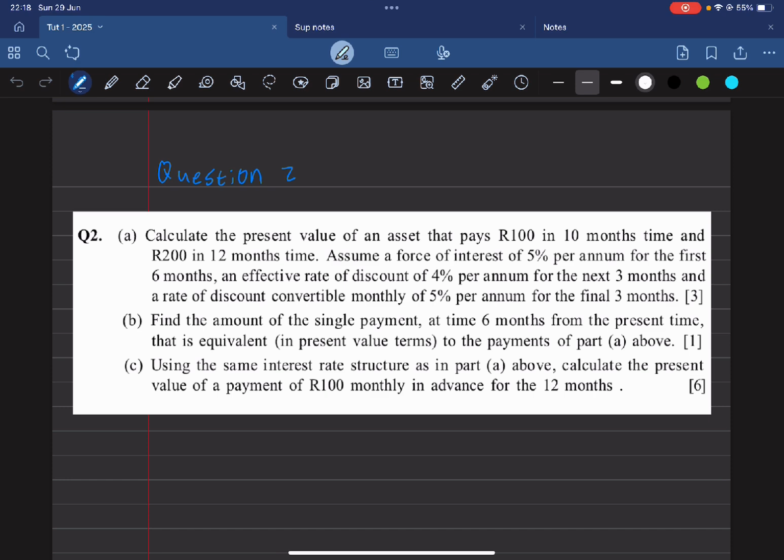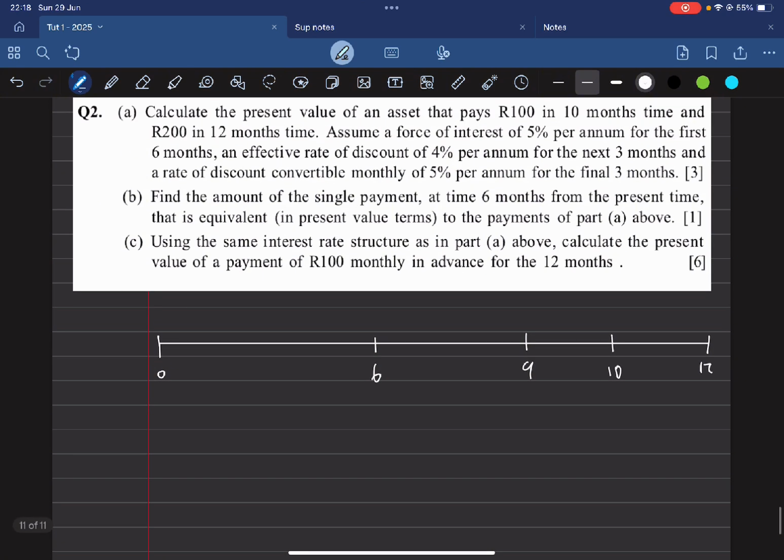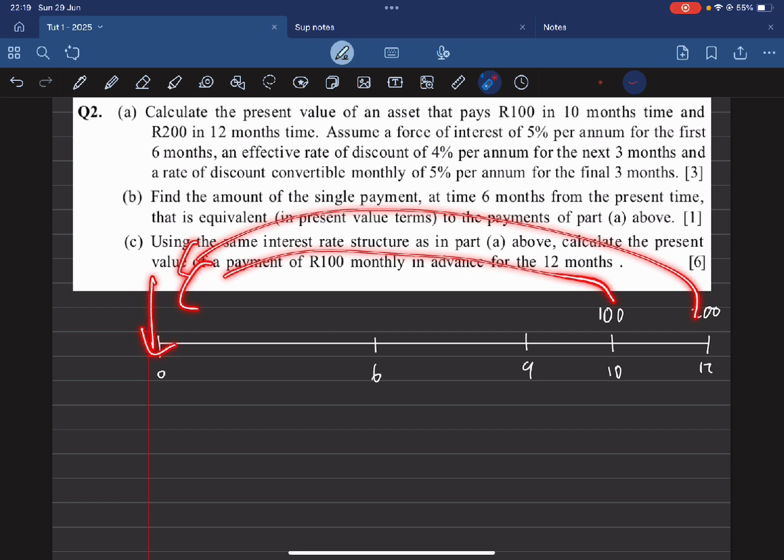So what I like to do for these ones is draw a timeline again because it'll help us to visualize all the information. We're going to go from month 0 to month 12, and I'm going to write down when all the important stuff happens. Something happens at 6, something happens at 9, and something happens at 10. It says that it pays 100 Rand in 10 months' time. So at 10 months, we're going to get 100. And then at 12 months, we're going to get 200. Cool. And we're going to try to present value this. So we're basically trying to bring both of these amounts back to time 0.